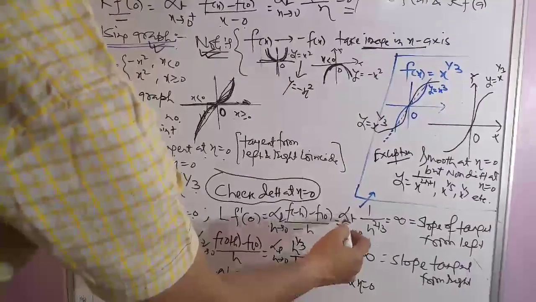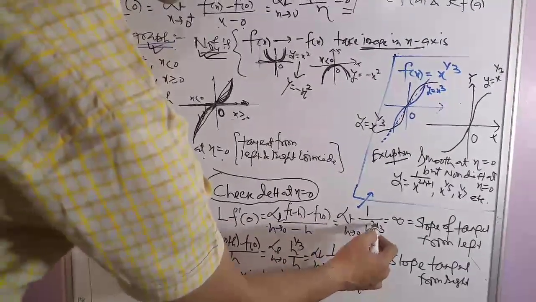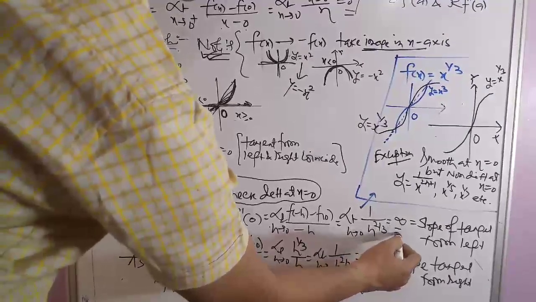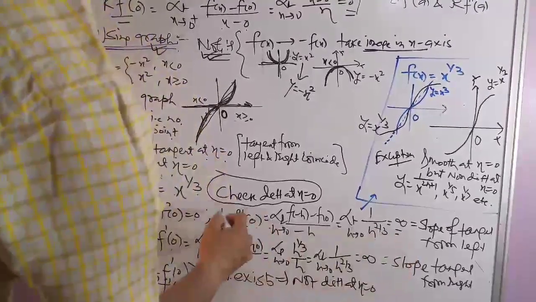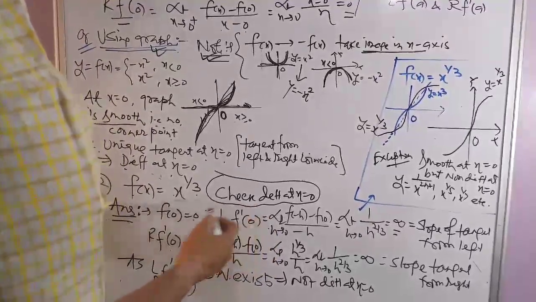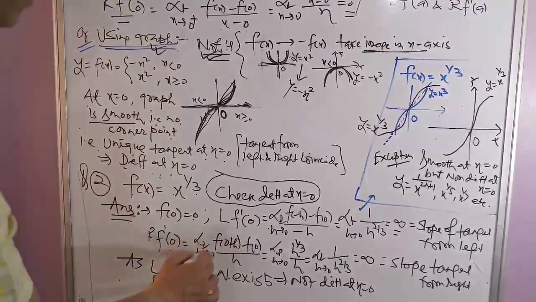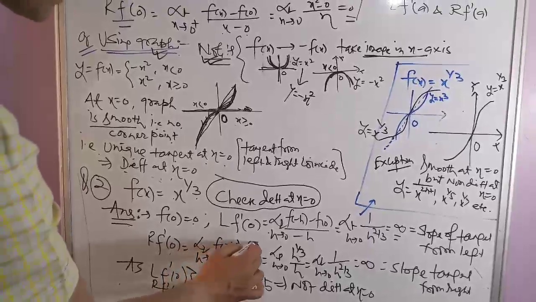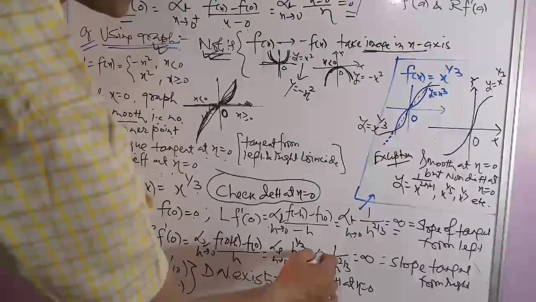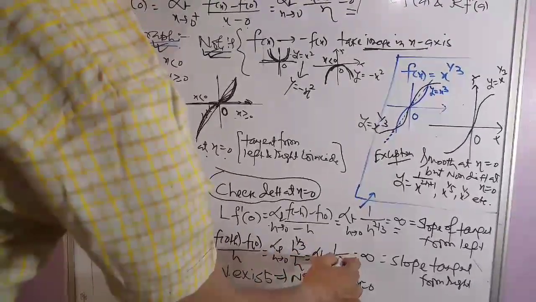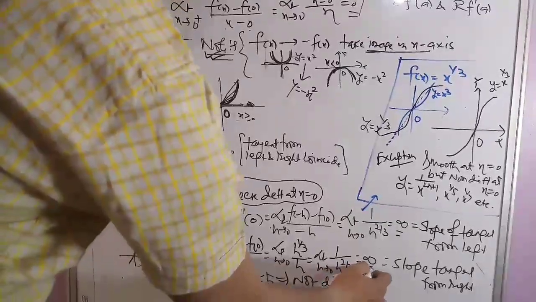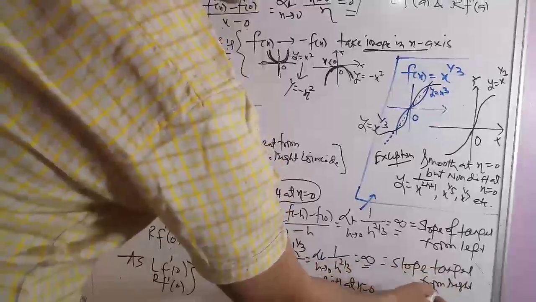After putting values, limit h tends to 0, 1 upon h to the power 2 by 3, which is 1 upon 0, this is infinity. Left hand derivative is the slope of tangent from left. Similarly, right hand derivative: limit h tends to 0, f of 0 plus h minus f0 by h, limit h tends to 0, h^(1/3) by h, limit h tends to 0, 1 upon h to the power 2 by 3. This will give again infinity, the slope of tangent from right.